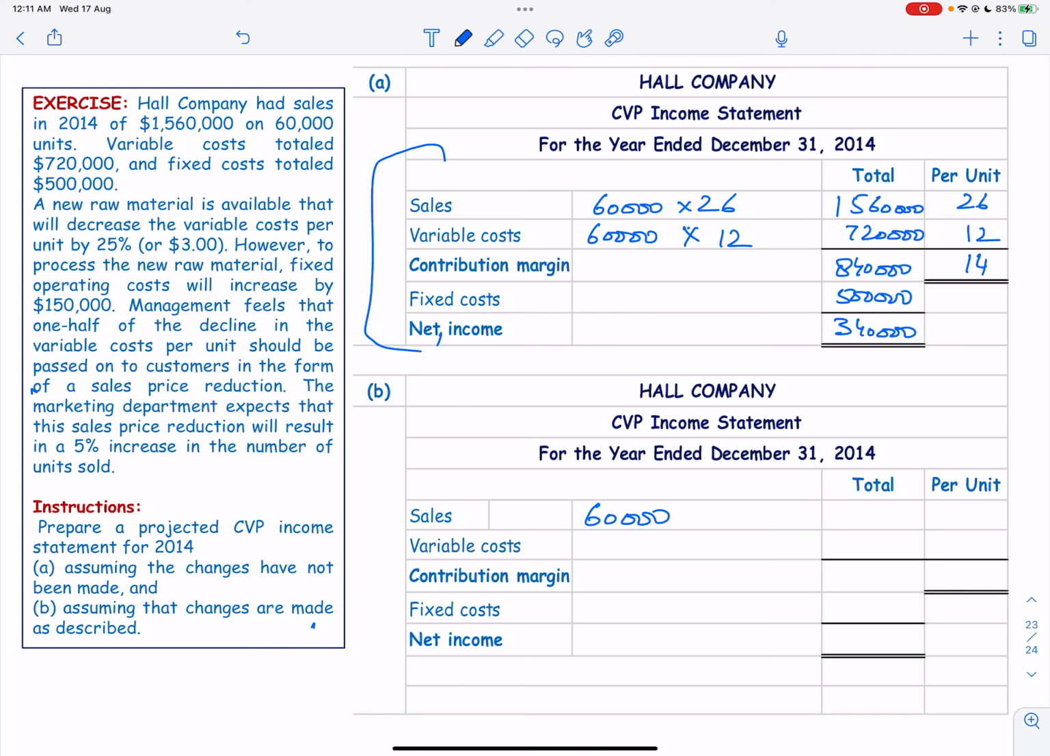Let us start. First of all, a new material is available that will decrease the variable cost per unit by 25% or $3. So we have a variable cost of 12. The number of units is 60,000, times 12 minus 3, that gives us 9.